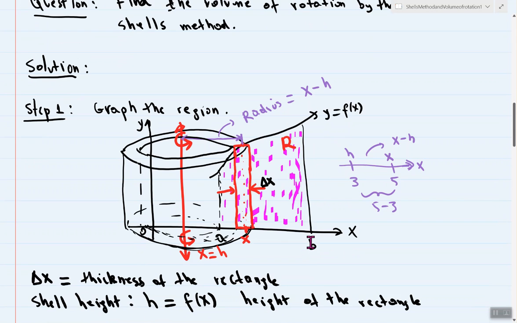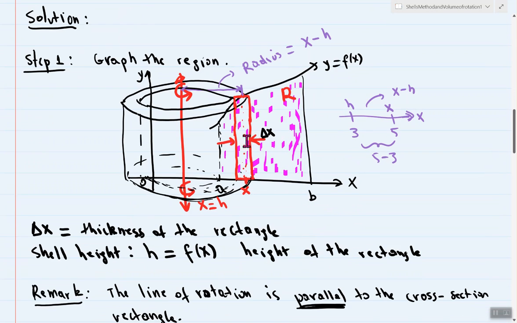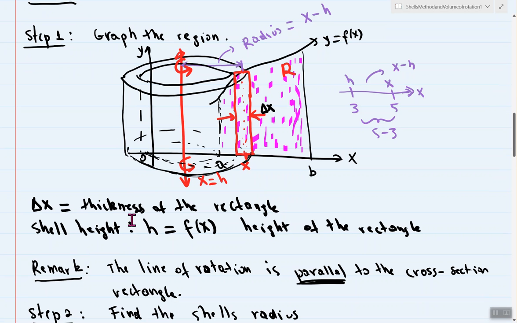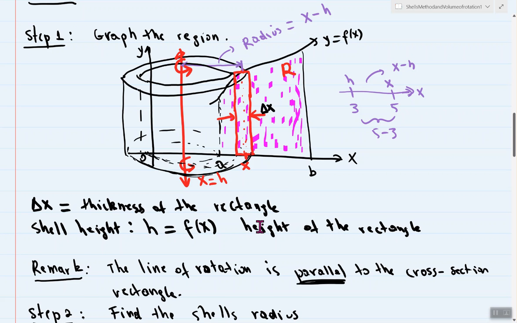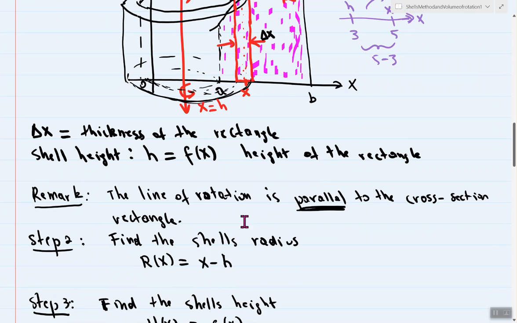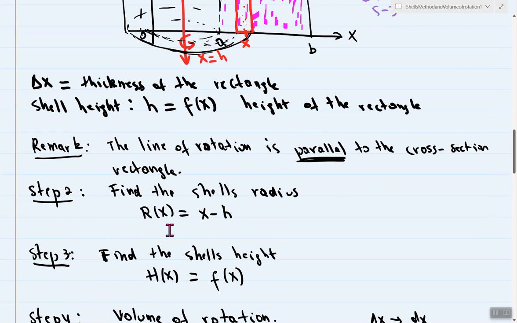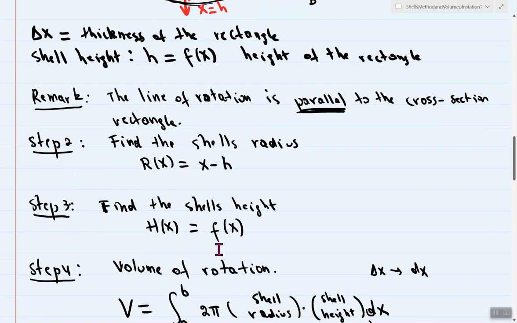So we have the two data, and then the thickness is how thick this rectangle is. We call that delta x. Now we know the thickness is delta x, the height is f of x, and the radius is x minus h. So we copy those down, and we call them r of x, the radius of the shell, and h of x, the height of the shell.